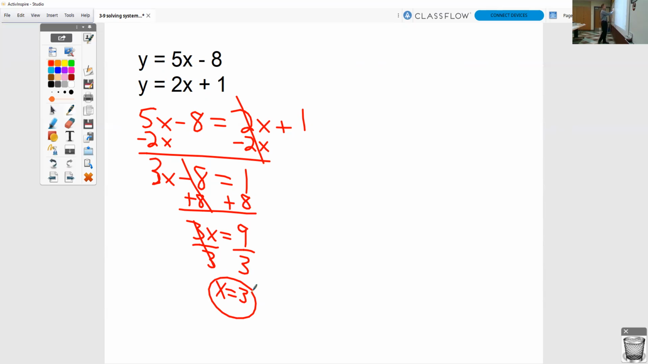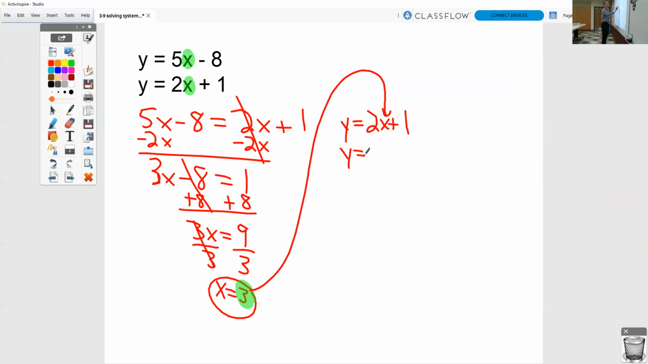You can take that x equals 3 and sub it into here for x or here for x. You have your choice, whichever equation looks easier. I think the second equation looks easier. Y equals 2x plus 1. So I'm going to take this 3 and I'm going to sub it in for x. So instead of 2 times x, I have 2 times 3 plus 1. 2 times 3 plus 1 is 7. So y equals 7. Go to do your check.